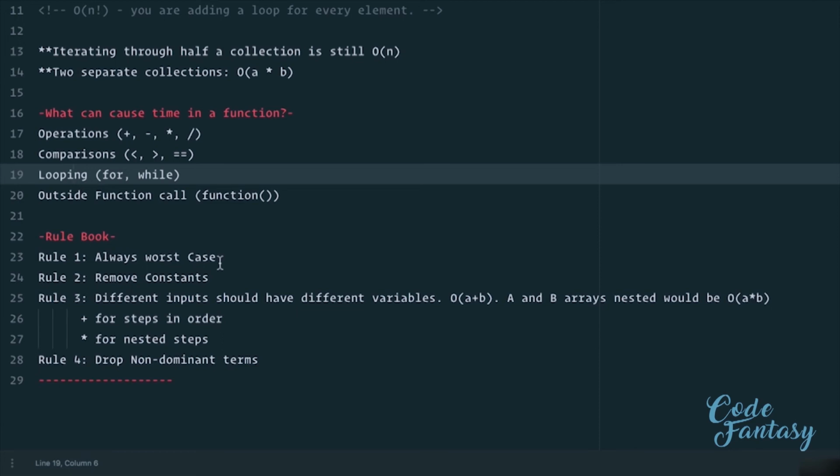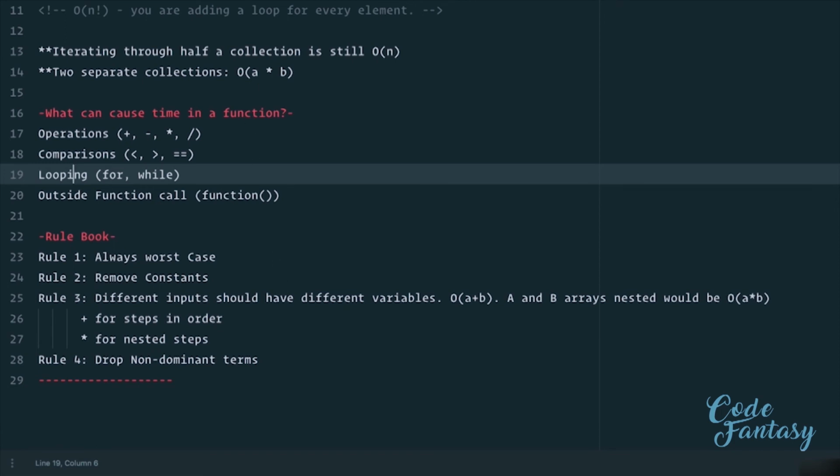Always, Big O measures the worst case. We want to remove constants. We want to have different inputs that have different variables. So O(A plus B), where A and B are arrays. If they're nested, it's O(A times B). Again, something that we've mentioned up here. The easy way to remember this is addition for steps in order and multiplication for nested steps. And then finally, rule 4 is to drop non-dominant terms.